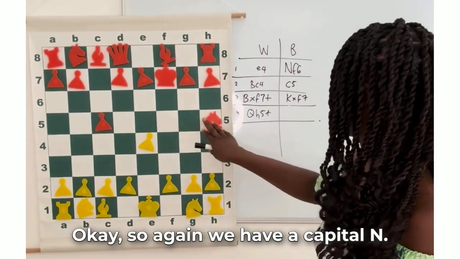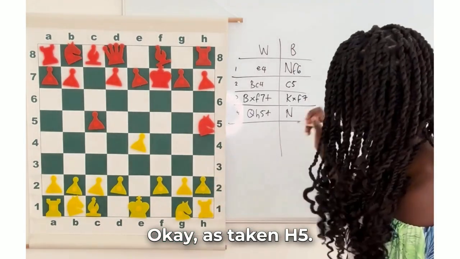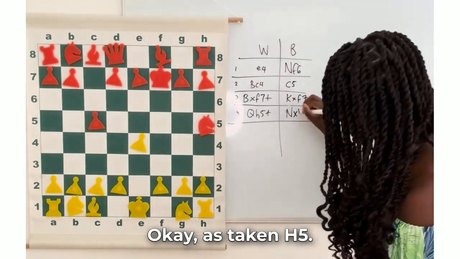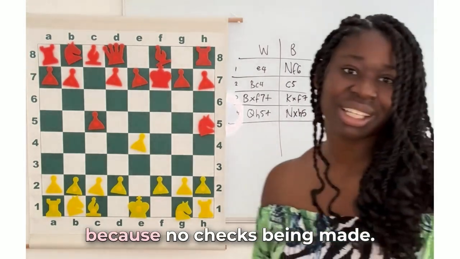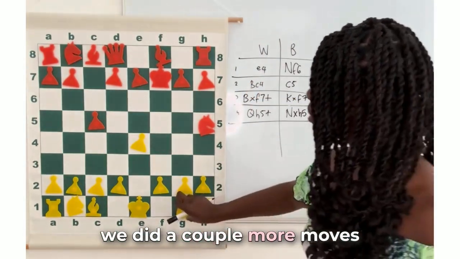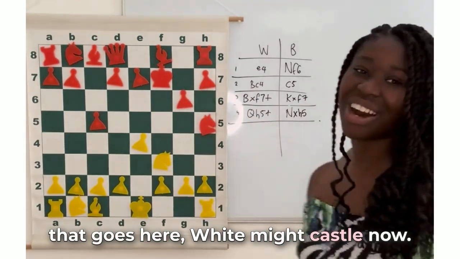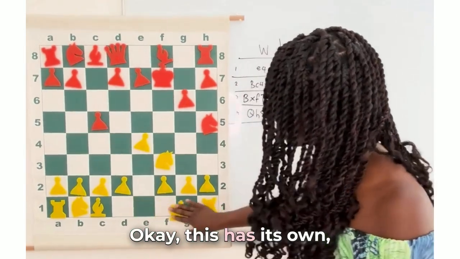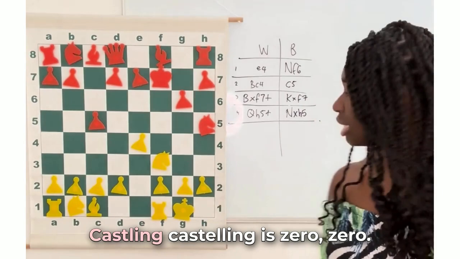So again, we have a capital N, okay? Has taken H5, and we don't need a plus because no check's being made. What's kind of important as well, if we did a couple more moves, black goes here, white might castle now, okay? This has its own special annotation system, castling.